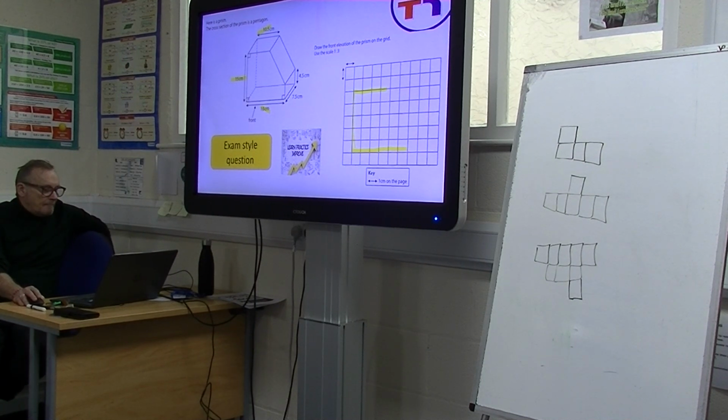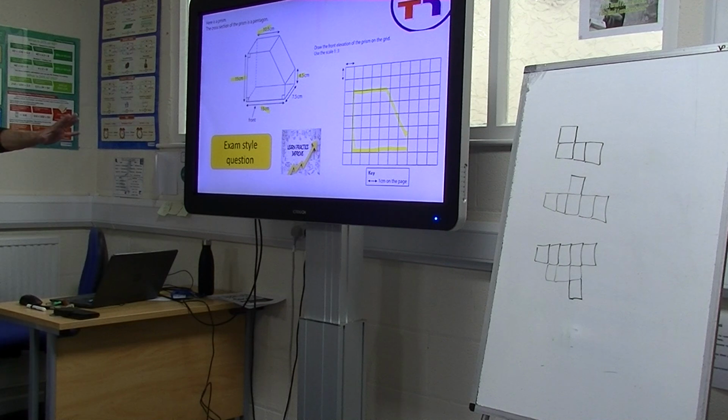Which one do we need? Do we need the 4.5? Yes, we need the 4.5, because that's a 7.5. When you look at something from the front, you don't know how deep it is. 4.5 divided by 3 is 1.5. All you do now, just draw the line, and that's it.